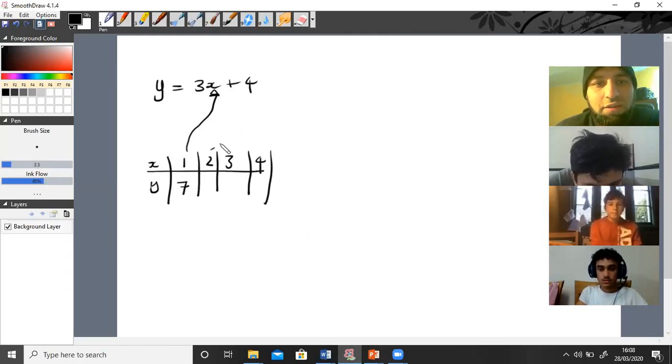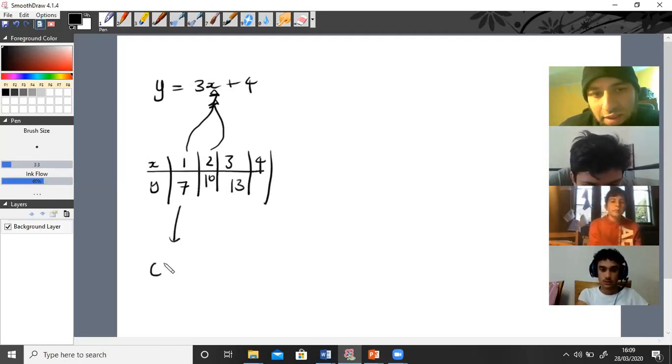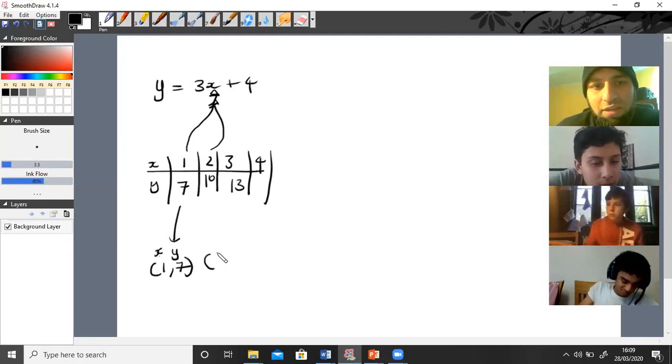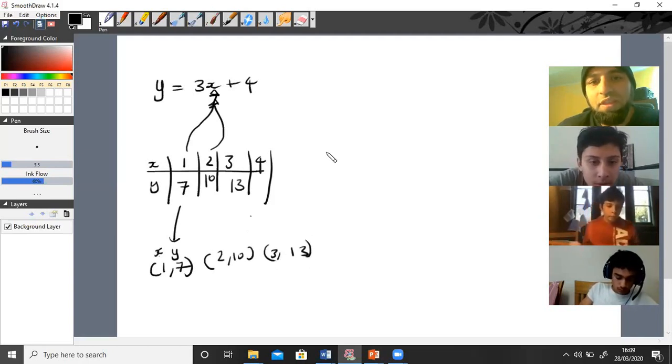If I do the next one, I put 2 in there. 3 times 2 is 6, plus 4 is 10. If I put 3 in there, 3 times 3 is 9, plus 4, 13, you see? What I can then do is say these are coordinates. So I get 1 and 7, because an x value is always the first thing, and a y value is always the second thing. We always put our x value as the first coordinate, and our y value as the second. Does that make sense? Yeah. Okay. So I've got this coordinate, 2 and 10 as my second coordinate, 3 and 13 as my third coordinate, and so on and so forth.